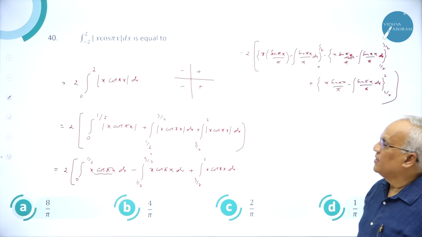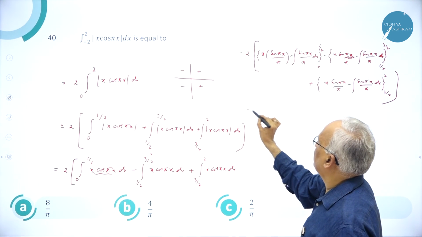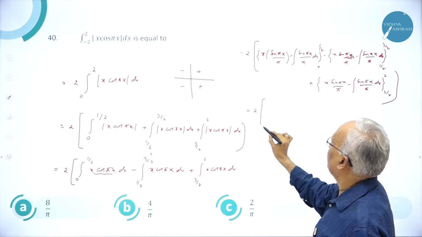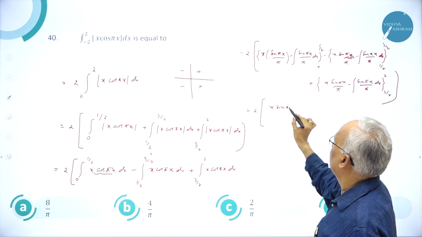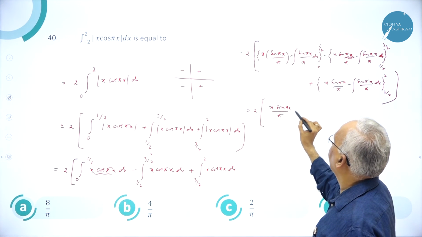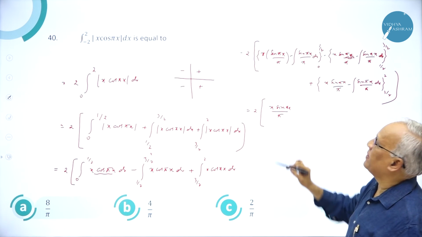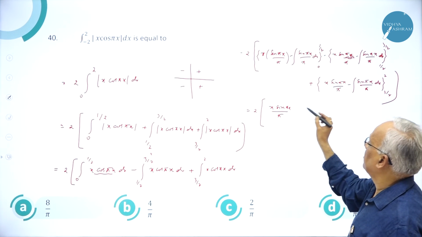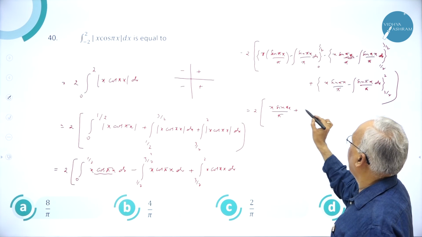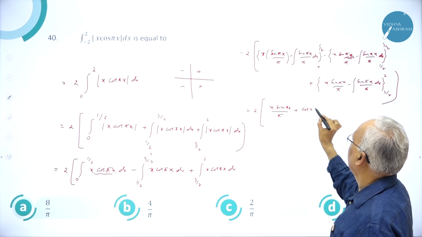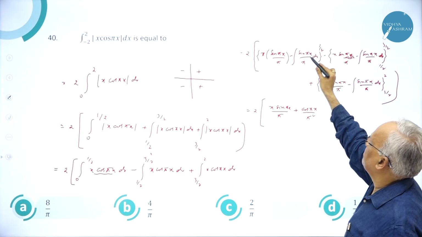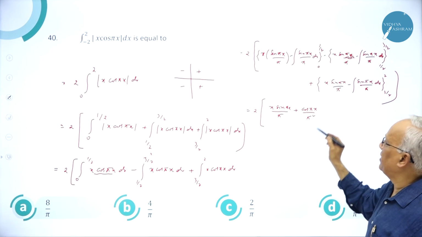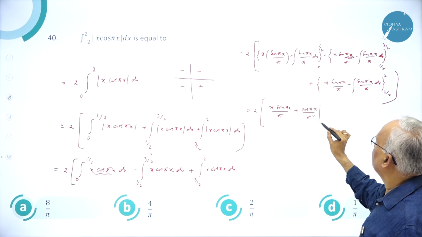This one. One more step, which is equal to 2 into, please see carefully, x into sin pi x divided by pi minus, what is integral of sin pi x? Minus cos pi x. So it is minus of minus, plus cos pi x divided by, one more pi will join because integral of sin pi x is minus cos pi x by pi. That between 0 and half.